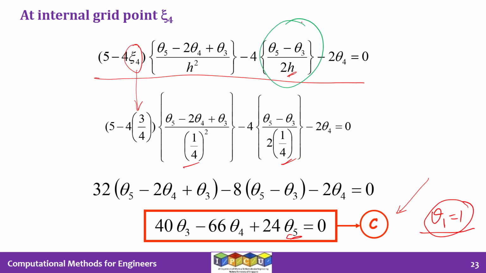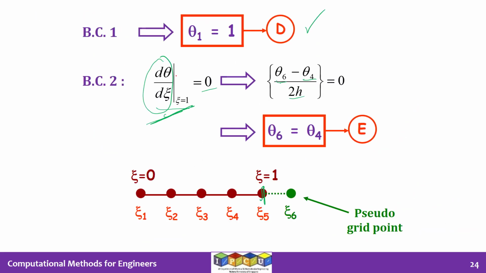So I'm using the same thing, and I'm going to say d theta by d psi at psi equal to 1 is nothing but theta 6 minus theta 4 by 2h, and it is given to be equal to 0. Okay, we have gotten one more equation, but the problem with this is it uses the symbol theta 6. That means the value of theta at psi equal to psi 6. And there is no psi 6 in the physical problem because the fin stops at psi equal to 1. So what is theta 6?